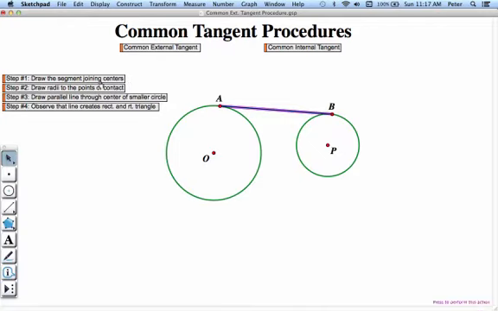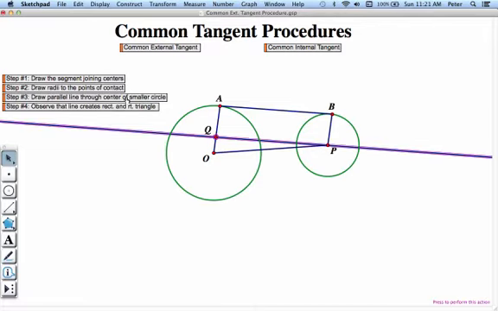The first thing we do every time for these types of problems is to draw the segment connecting their centers. Then we'll draw the radii to the points of contact. The next step is maybe the easiest one to overlook or to get wrong. Through the center of the smaller circle, in this case circle P, we'll draw a line parallel to the tangent. Now, many people draw it through the larger circle's center. Be careful, it's always through the smaller circle's center.